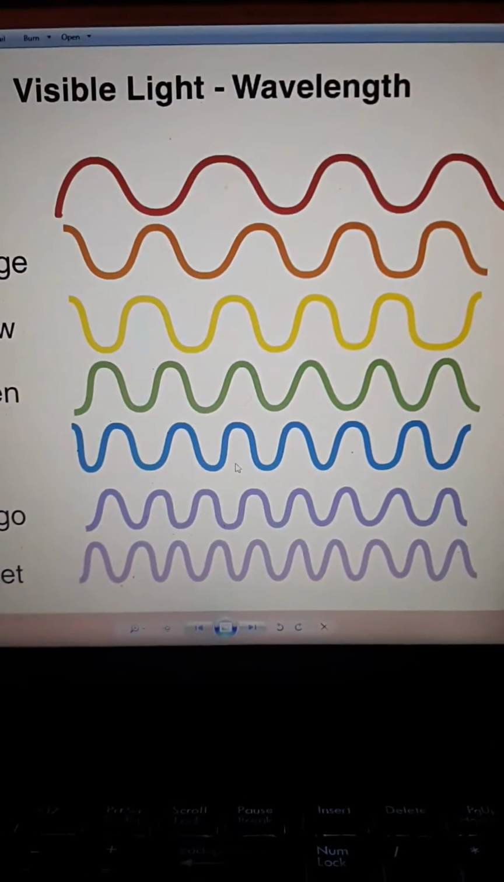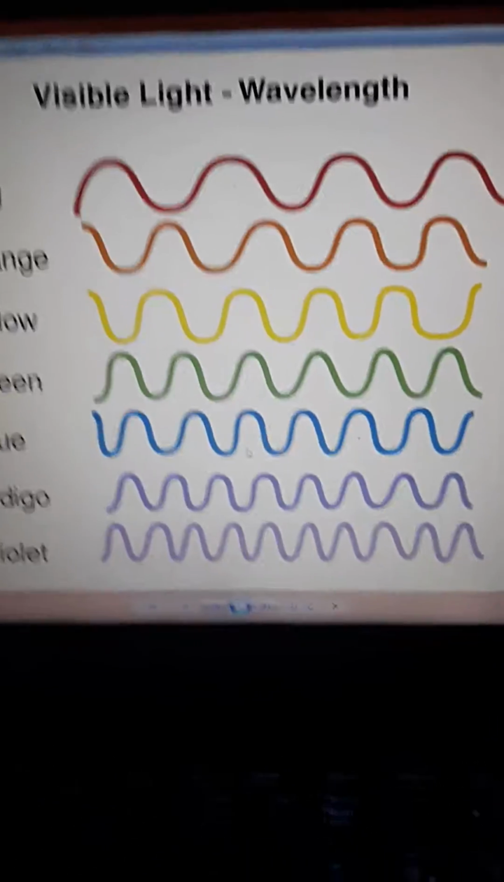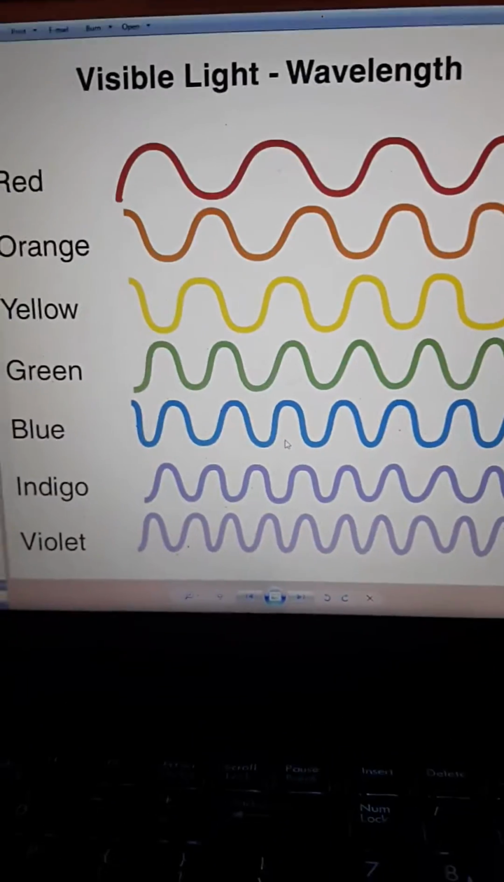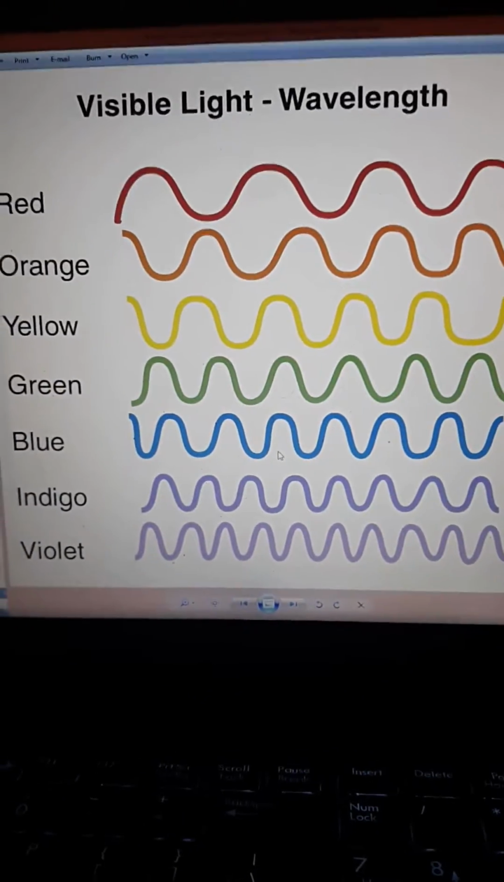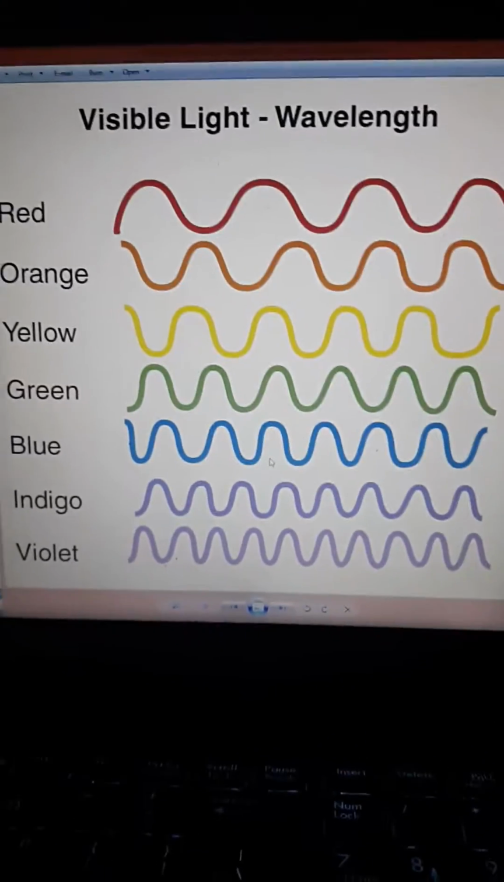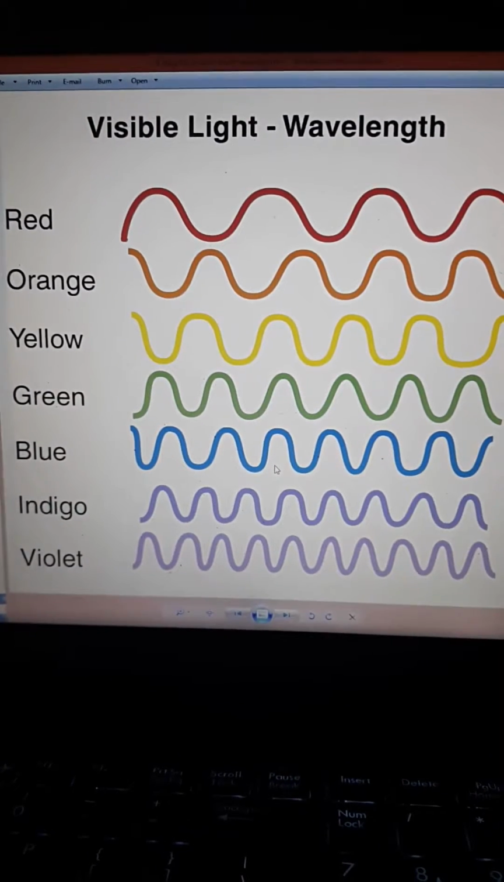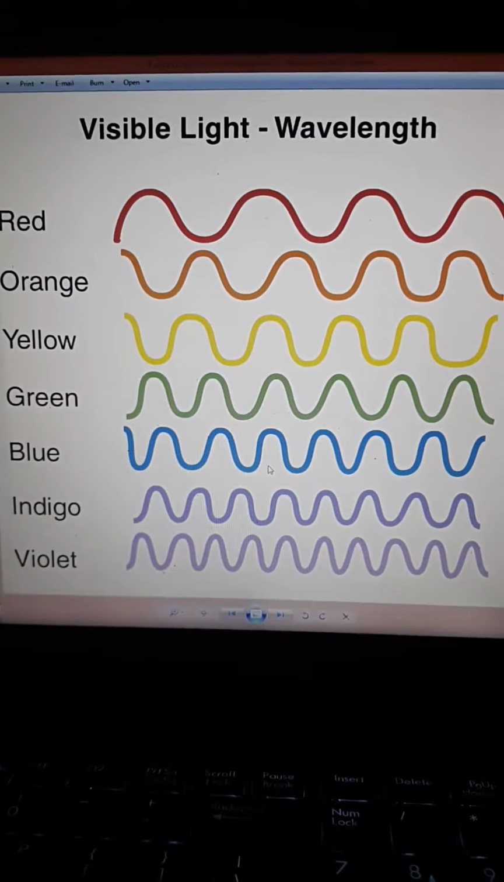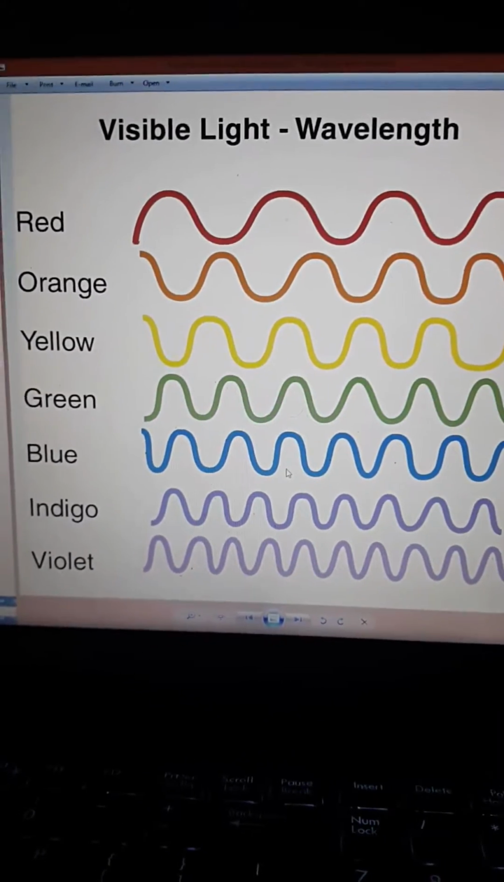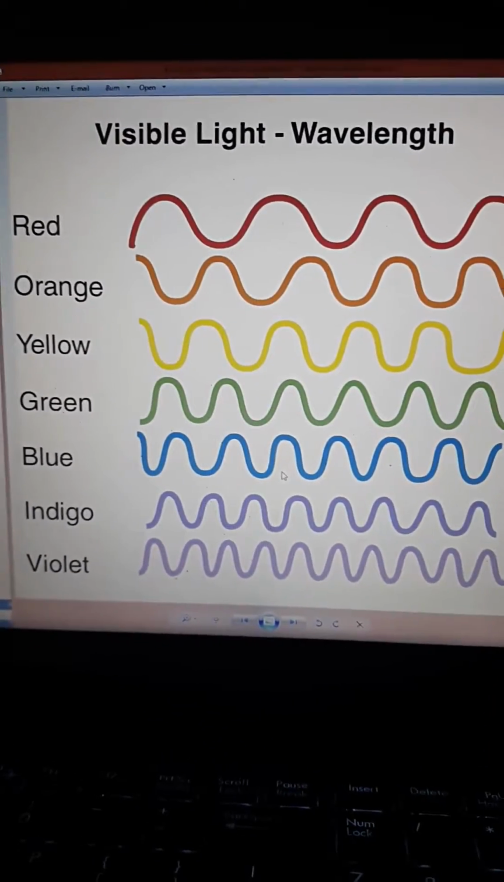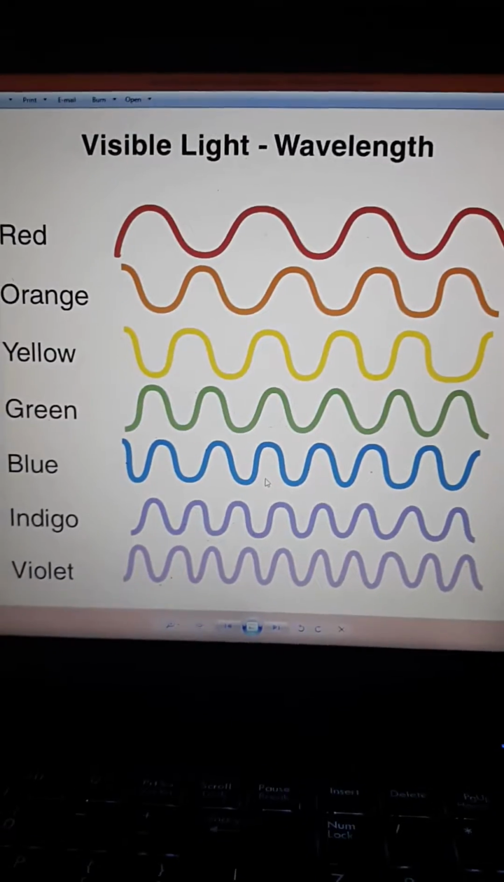After that, these are the colors that will be projected to the field that can be seen with our naked eyes. The highest one is the red, followed by orange, yellow, green, blue, indigo, and violet. It is a rainbow color, as we know.